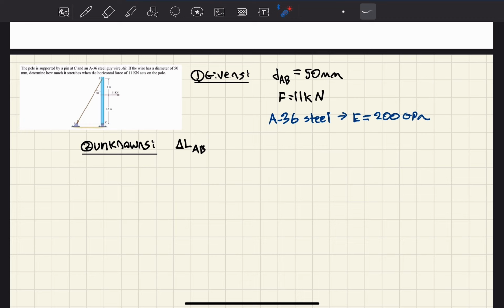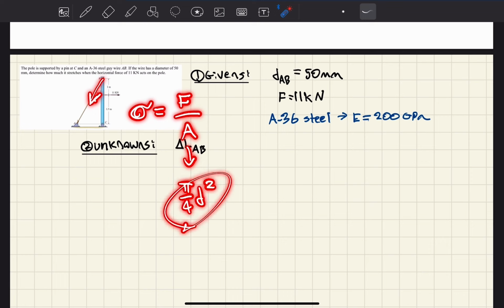To find stress eventually, we're going to need to know the magnitude of this force right here. This force that is in the wire. Why do we need that? Well, if you think back to stress, stress is equal to the force causing the stress divided by the cross-sectional area. The cross-sectional area in this case is equal to pi over 4 d squared. We have all this information. We need to find the force. How do we find the force?